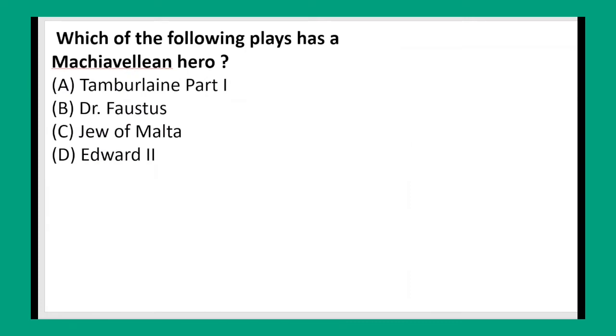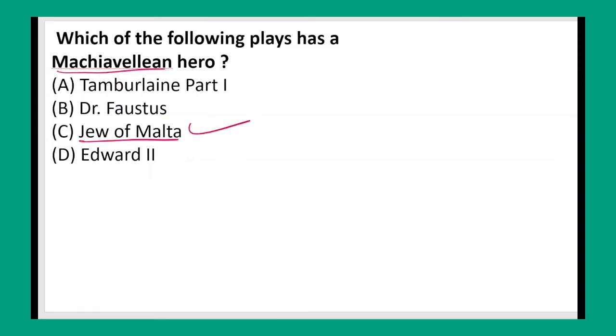Next question: which of the following plays has a Machiavellian hero? Here we can find the Machiavellian hero. Machiavellian means one who is always a very bloodthirsty man, like a villain, who always does bad things. So that person is called Machiavellian. Machiavellian characters are found in Marlowe's plays, especially in The Jew of Malta. That is the right answer here.